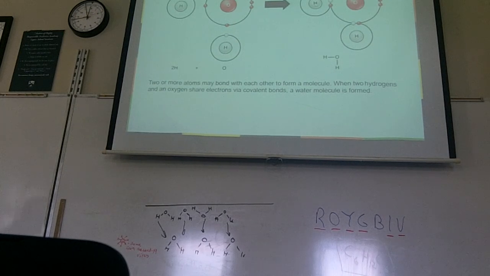Does that make sense? Now, if you were to draw this molecule on the board, you would draw the oxygen and you would draw dashes to represent the shared electrons. Each dash is shared electrons, and we call that a covalent bond. Have you ever heard of that before?